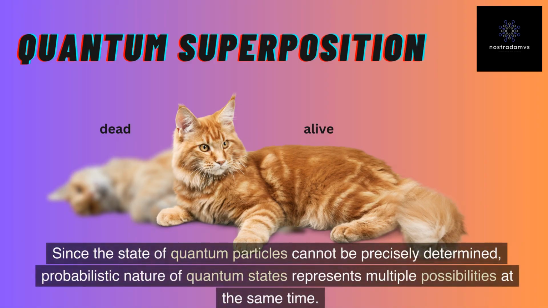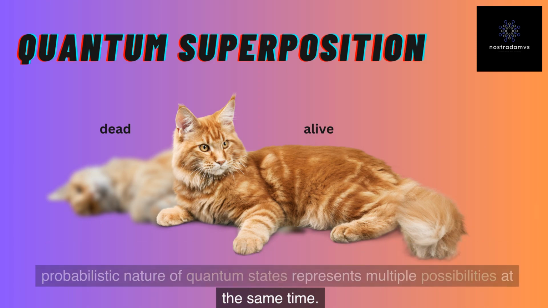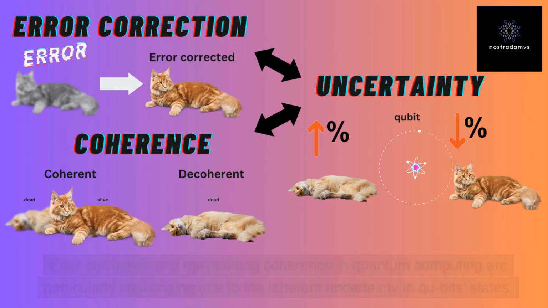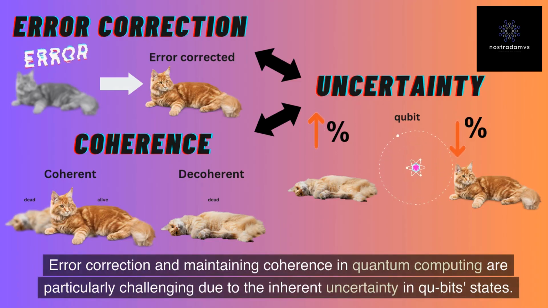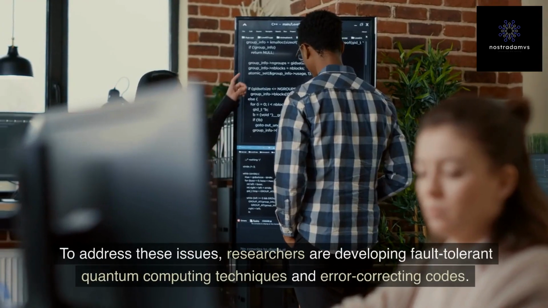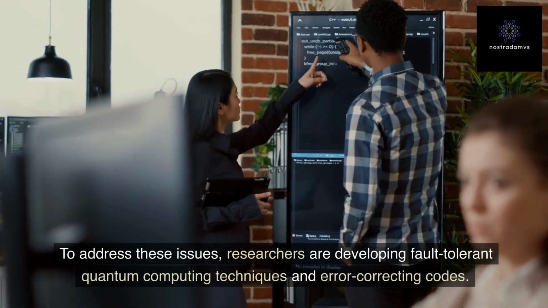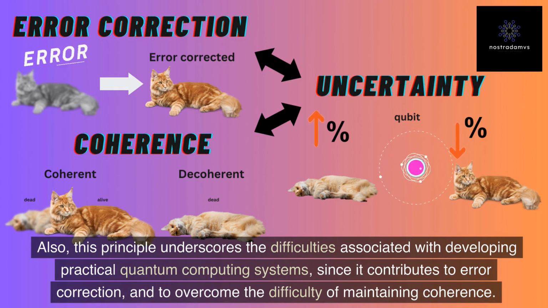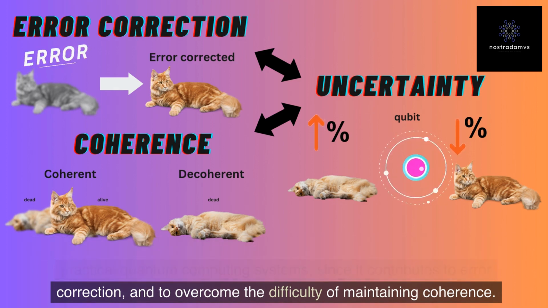Since the state of quantum particles cannot be precisely determined, probabilistic nature of quantum states represents multiple possibilities at the same time. When qubits are manipulated using quantum gates, their states are changed according to the uncertainty principle. Error correction and maintaining coherence in quantum computing are particularly challenging due to the inherent uncertainty in qubit states. To address these issues, researchers are developing fault-tolerant quantum computing techniques and error-correcting codes. Also, this principle underscores the difficulties associated with developing practical quantum computing systems, since it contributes to error correction, and to overcome the difficulty of maintaining coherence.